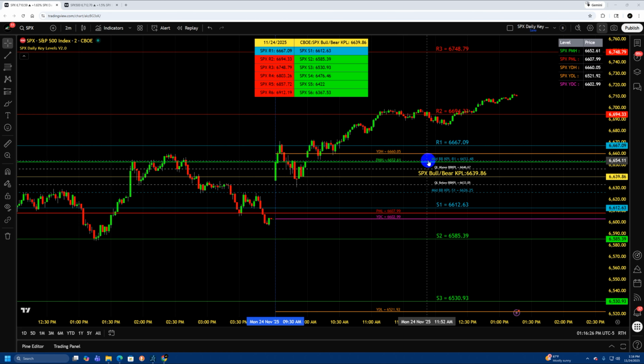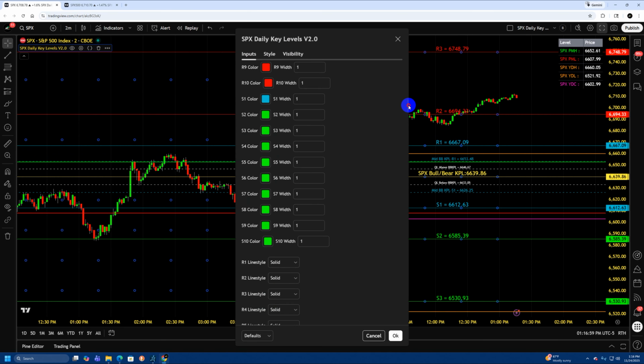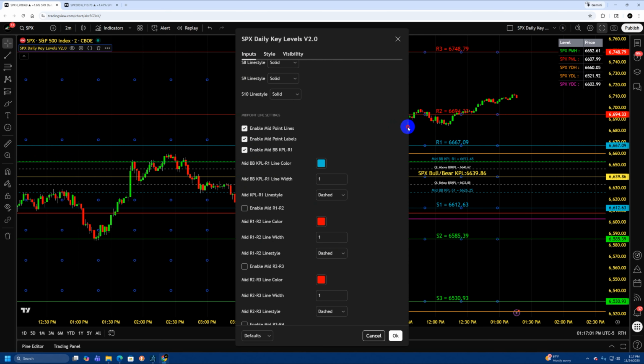Now also you'll see here the midpoint levels above and below the bull bear key price level, and also these QL levels above and below the bull bear key price level. These are the only midpoint levels and QL levels that are displayed by default on the startup of the indicator. You can also enable other QL levels and other midpoint levels by simply going into the user control panel and enabling those levels down in their respective sessions.